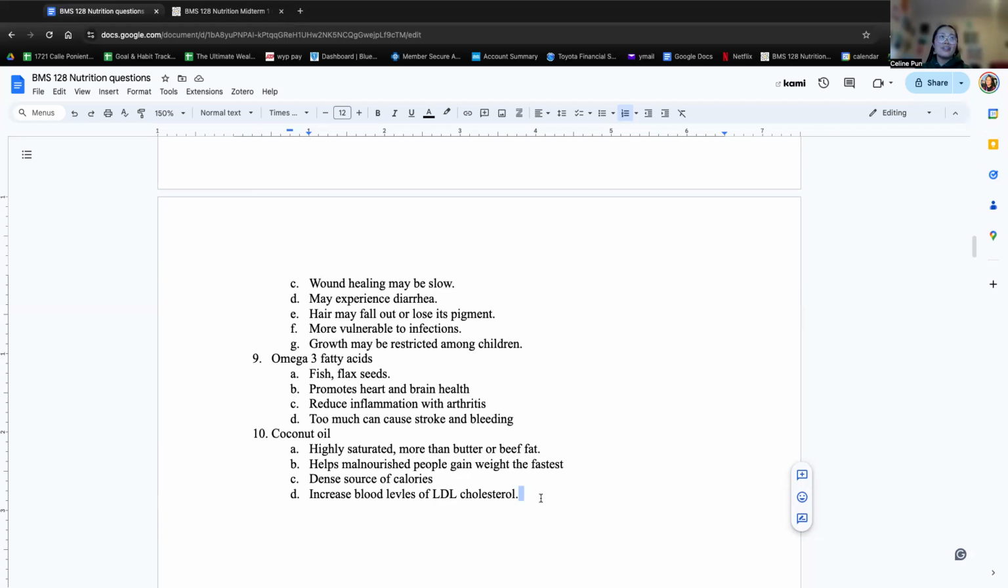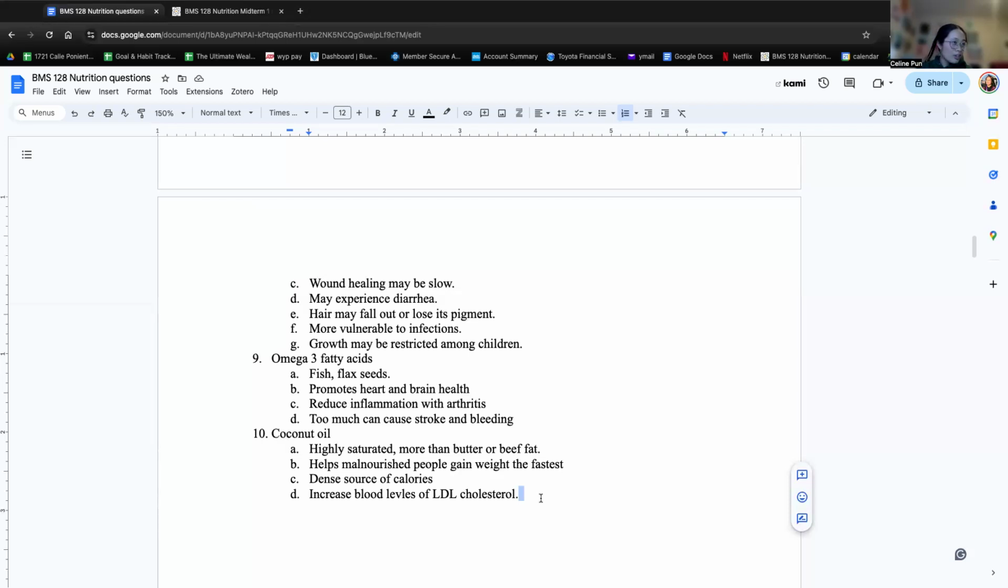One thing that my dietitian professor last year told me is that coconut oil, because it has more saturated fats than butter or beef fat, actually helps people who are malnourished gain weight the fastest. So if you're in the hospital with a lot of health problems and you need to gain weight, consuming coconut oil helps the most. It's a dense source of calories, it's highly saturated, but there's always a but.